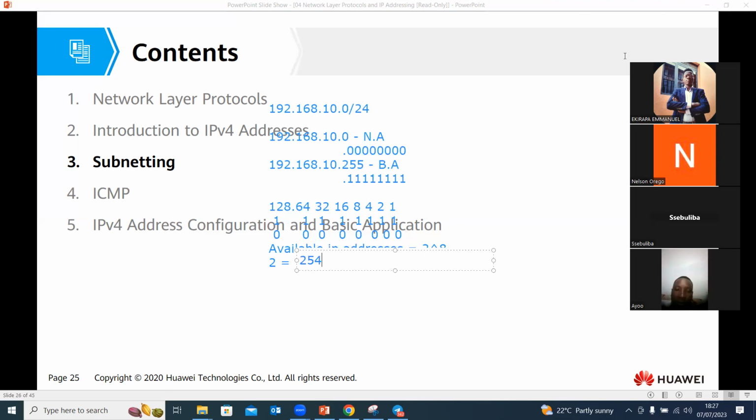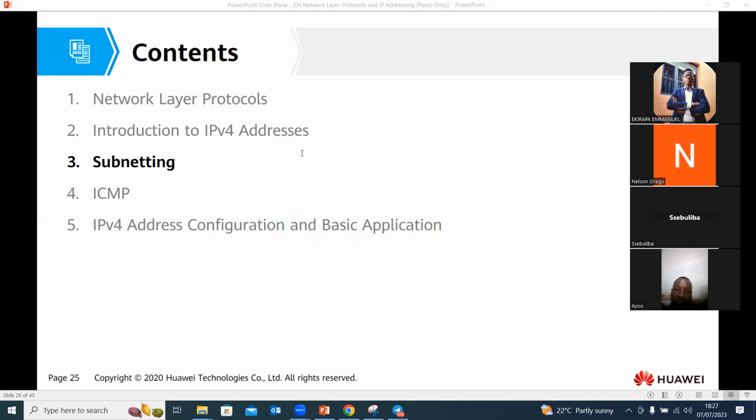Let me first clear this. That's if it was a company that has no department and all the people in that same network can communicate to each other. Now, what if we have 2 departments in the same company and we want these 2 departments to have different networks? What do we do? Now we bring what we call subnetting. What happens with subnetting is what we are going to do right now.